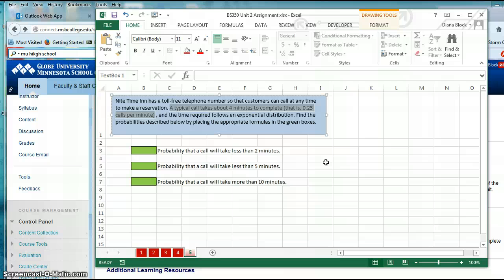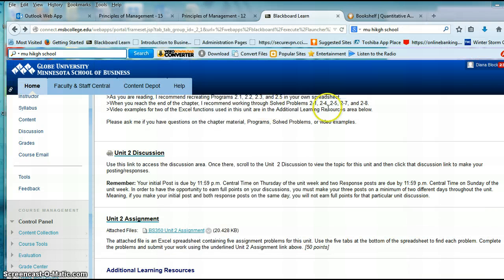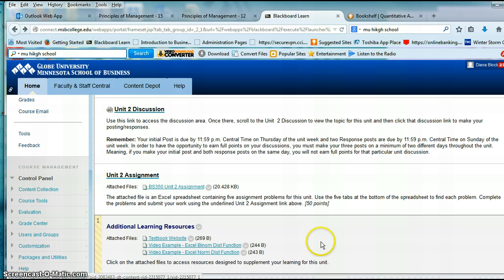So those are the 5 problems that you'll complete this week for the assignment. And then you'll also, like I said, complete the discussion. Down here in your additional learning resources, there are some great videos. There's an example of the binomial distribution function and the normal distribution function. These are going to be very helpful if you've never used those functions before, because in those we walk exactly through how to enter the information for those two problems. So if you need that help, of course, go ahead and access those two videos. And that'll give you, like I said, the direct instructions for how to use those functions. And the exponential distribution function is very similar. And you also have the textbook website here where you can take practice quizzes and search for topics.